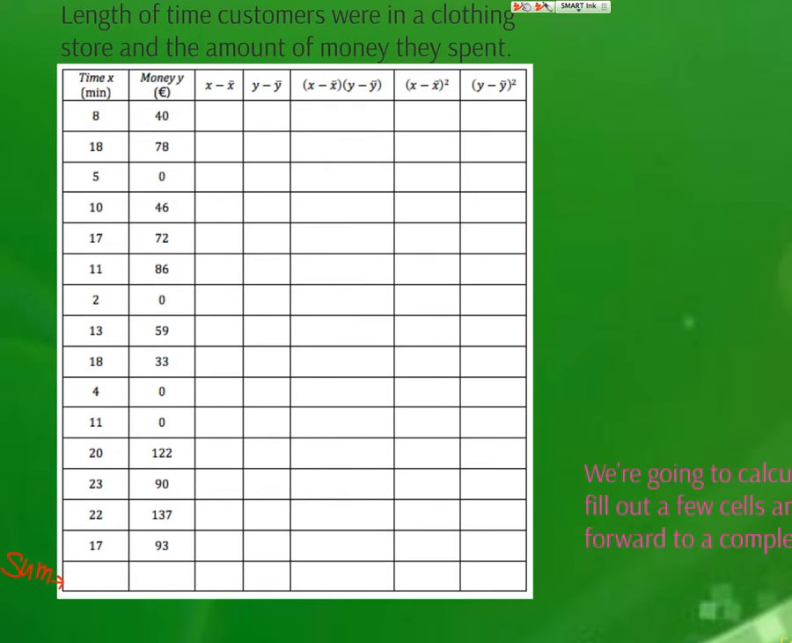But when we add them all up, we get 199. And then when we add up all of the y's, we get 856. So just as a reminder, when we calculate the average, we take the total sum divided by how many. So for x bar, we get 13.3. And for y bar, we get 57.1.